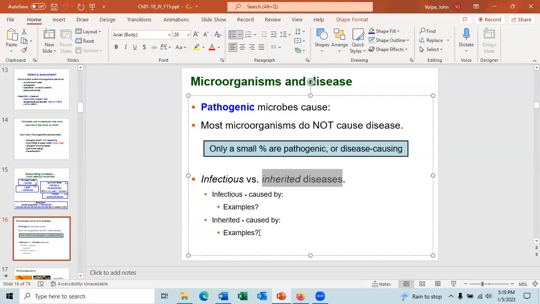Could Down syndrome count as an inherited disease? Yes, Down syndrome is an inherited disease. The child is born with Down syndrome. And how the child gets that is they have an extra chromosome that they inherited. So that's a very good example of an inherited disease.